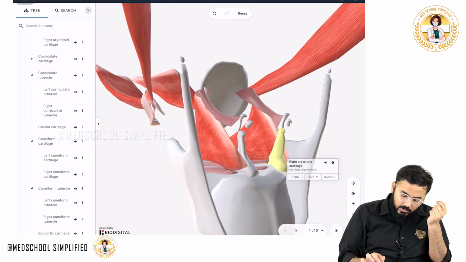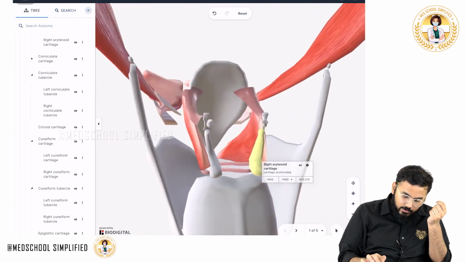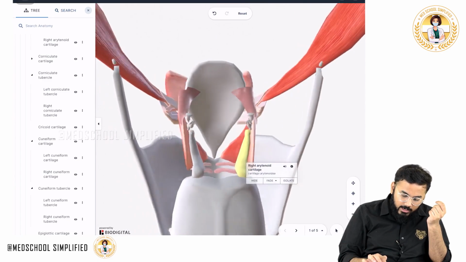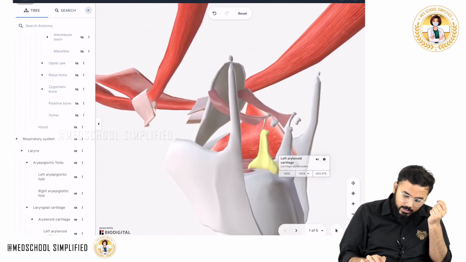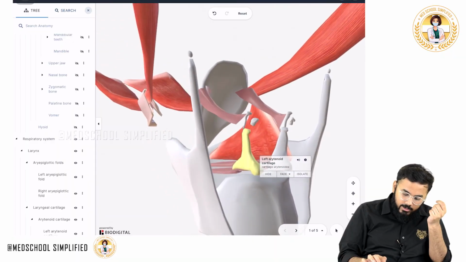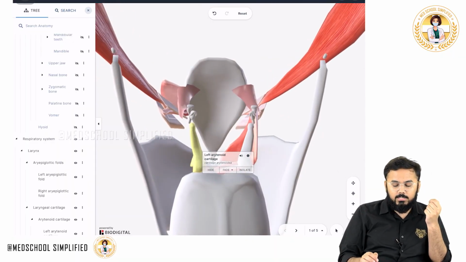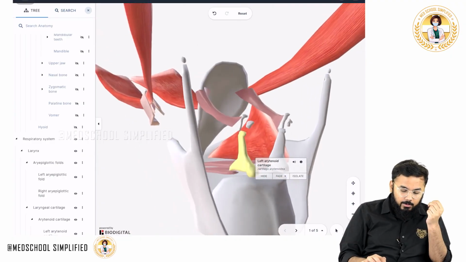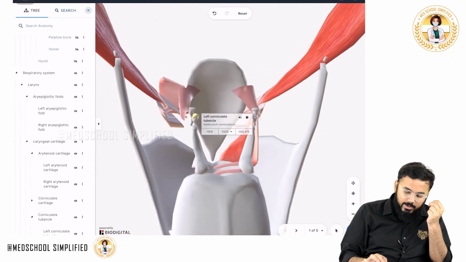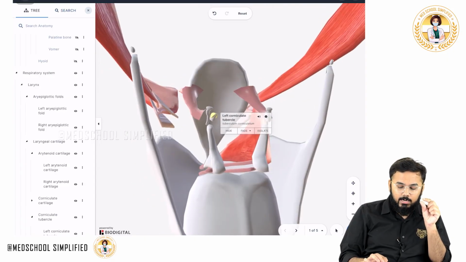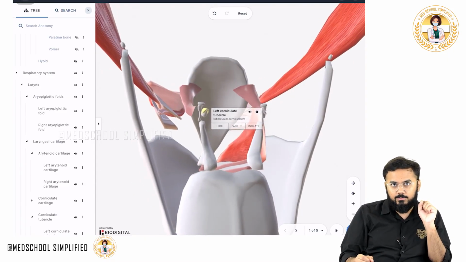Next, what is this one? Triangular-shaped cartilage. Right? To look at this triangular-shaped cartilage, what should I do? I should remove this muscle. After removing, you can look at this triangular-shaped cartilage here, right? This triangular-shaped cartilage is the arytenoid. How many are there? Two. Between them, you see a small stone-like cartilage. This is called the corniculate cartilage. Clear? So now you understood where these cartilages are.